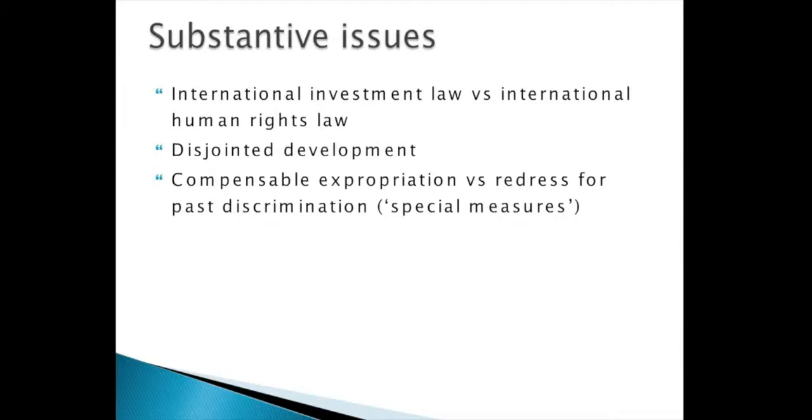I want to touch now on why we did this. And there were two main areas of concern or objectives that we had. The first was substantive, so the legal and policy issues that were at play. And the second were issues of procedure. In relation to the substantive issues, our concern was in effect to place before the tribunal relevant principles of international human rights law, and indeed domestic human rights law in South Africa, to the extent that it was relevant.